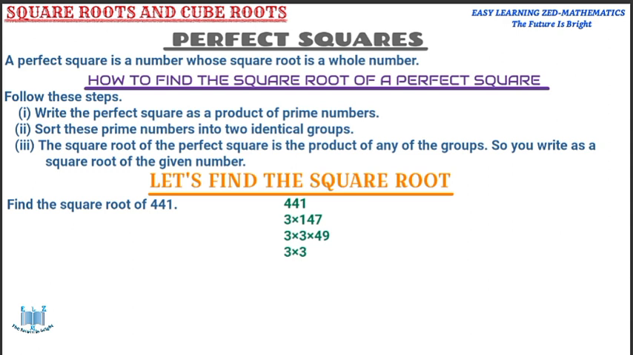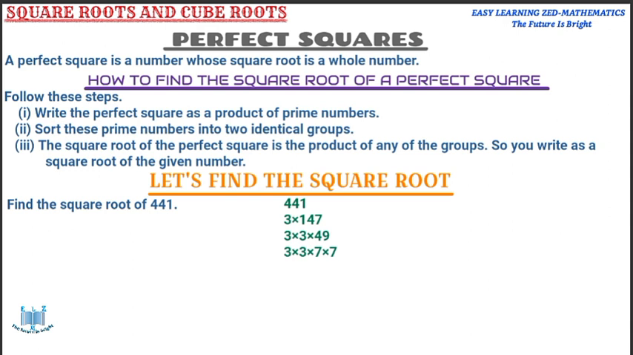Let's check 7. 7 can go there. Okay, so we're going to use 7. 7 can go into 49 without leaving a remainder, so we're going to write 7. Then when we divide 49 by 7, it will give us 7. Okay, so 7 can go into 49 7 times.